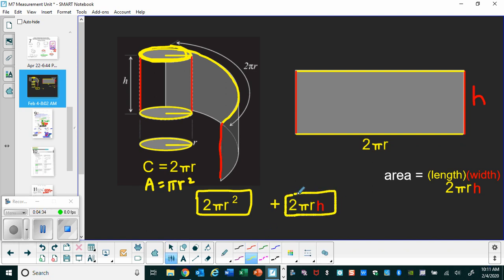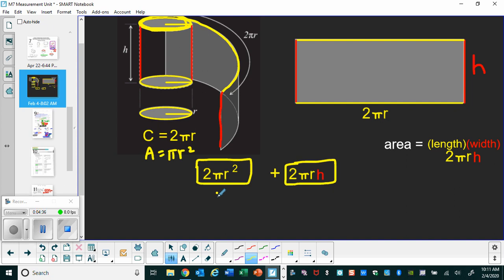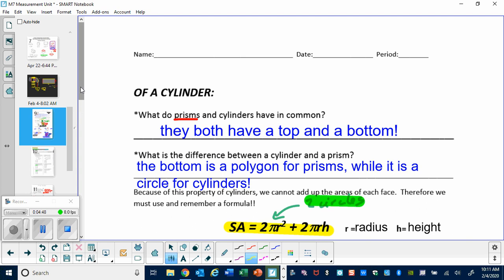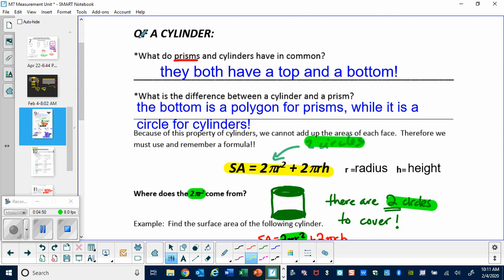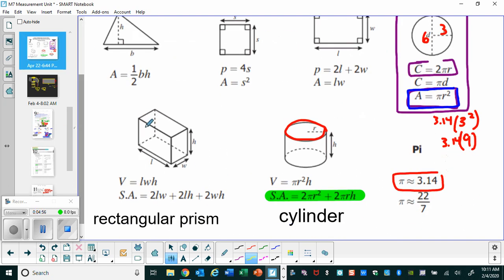So once again, this is going to cover up the top and the bottom. And this is going to cover up the weird curvy side. But that side as a sheet of paper would be a rectangle. So now in your notes, you can just follow along with me. What do prisms and cylinders have in common? So the prisms back on your formula sheet were this thing, and what they have in common is that they have a top and a bottom.